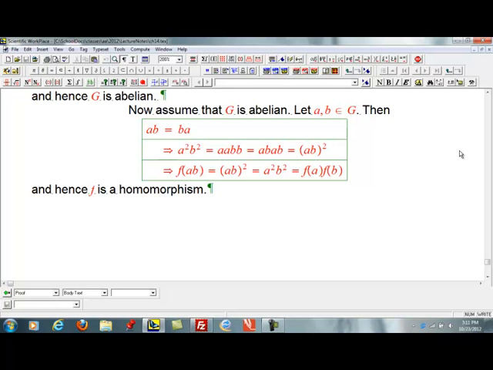Kernel is everything that's mapped to the identity. What is the identity function? f of x equal to x. Yeah. Oh, wait. Under addition. Yeah. It's all your constant functions. Yeah, all your constant functions are the kernel. Yep.